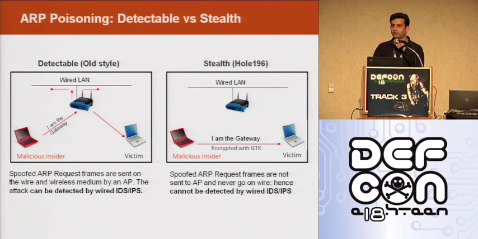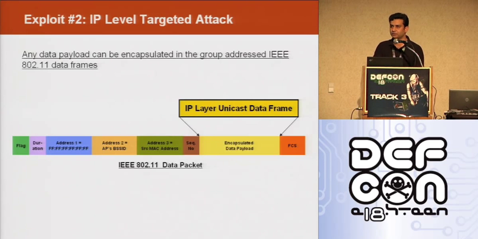So this is one example of the GTK exploit or Hole-196 exploit. I'm going to present here the second exploit. And it's all about changing the payload, what kind of payload you are encapsulating in that broadcast frame. So this time, the attacker is going to use a unicast IP payload inside that packet to launch an IP level targeted attack. So for example, if the frame is at layer 2, the frame is broadcast, but I can always use an IP layer 3 unicast frame inside that.